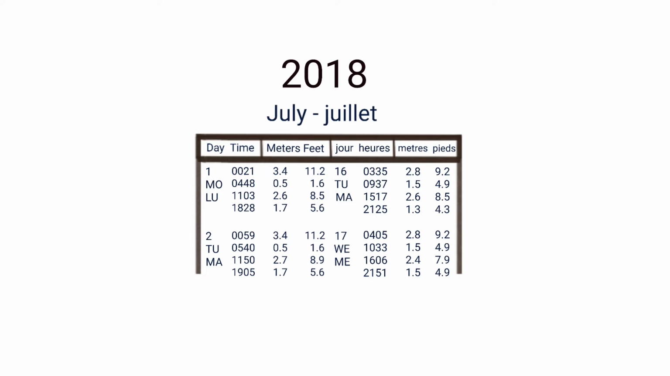Now, there's no specific indication here to tell you which is a high tide and which is a low tide, but it's self-evident just from the heights shown. The higher numbers are high tides, even if they're very close together. The lower numbers are low tides.